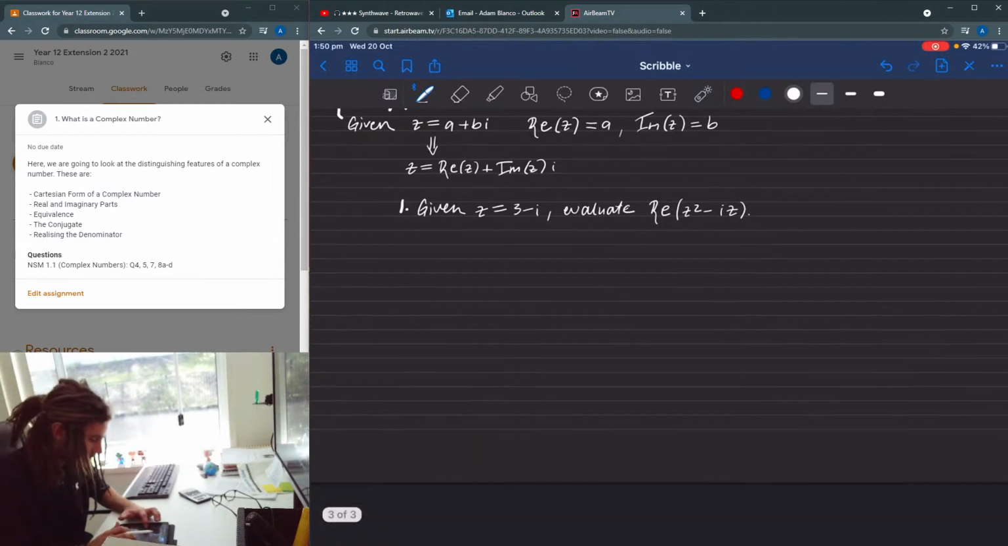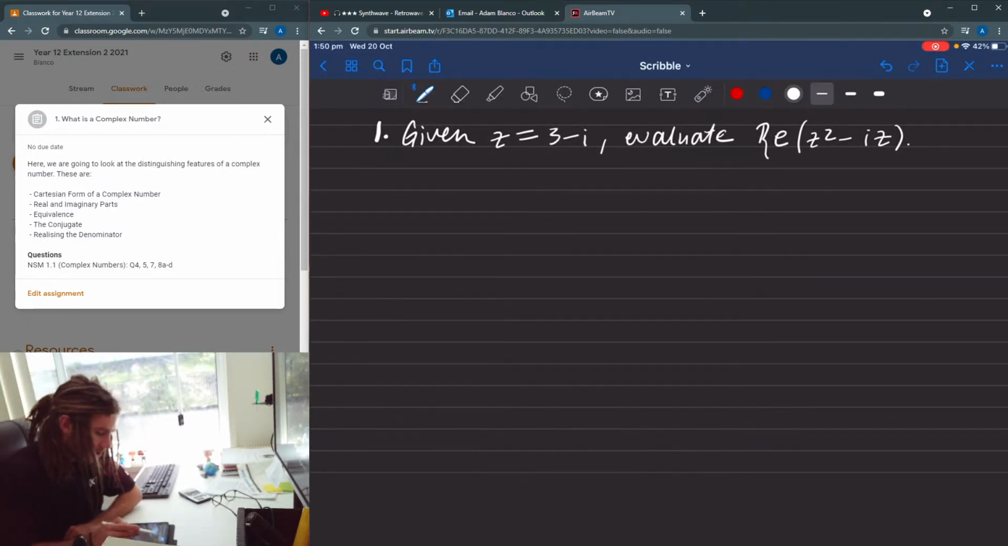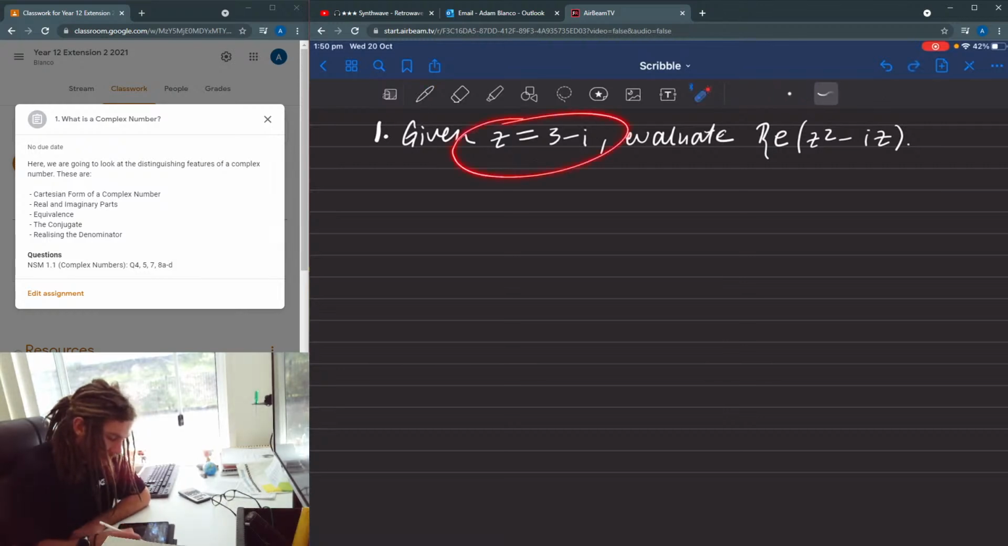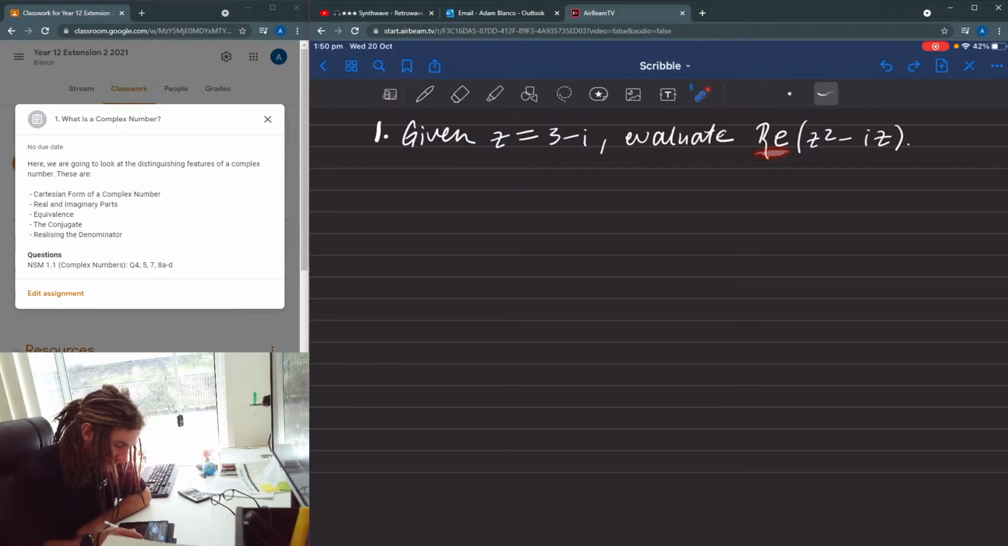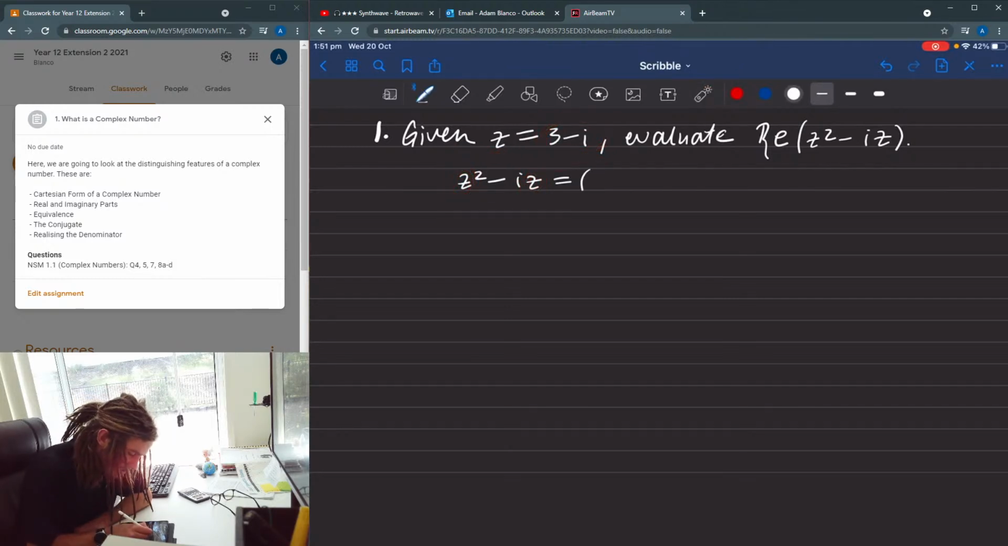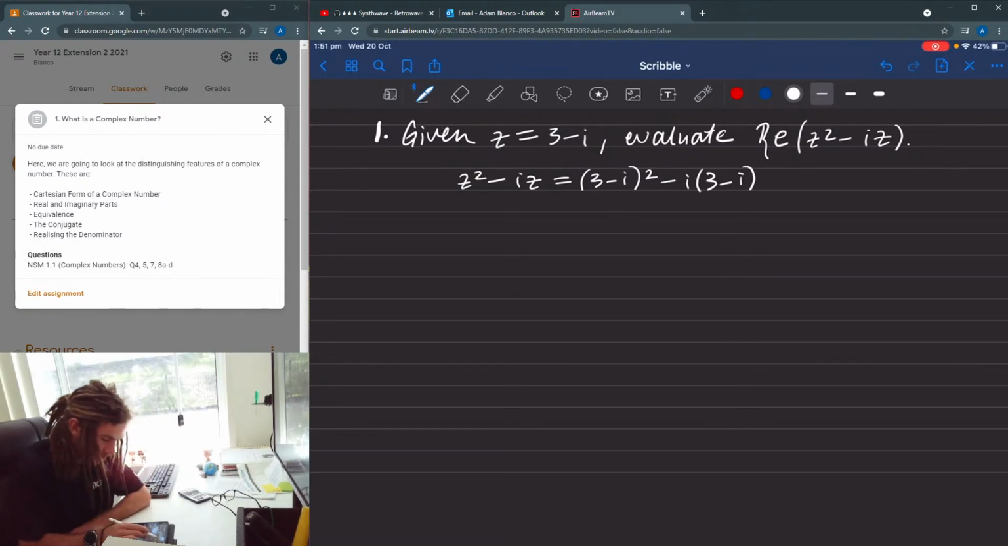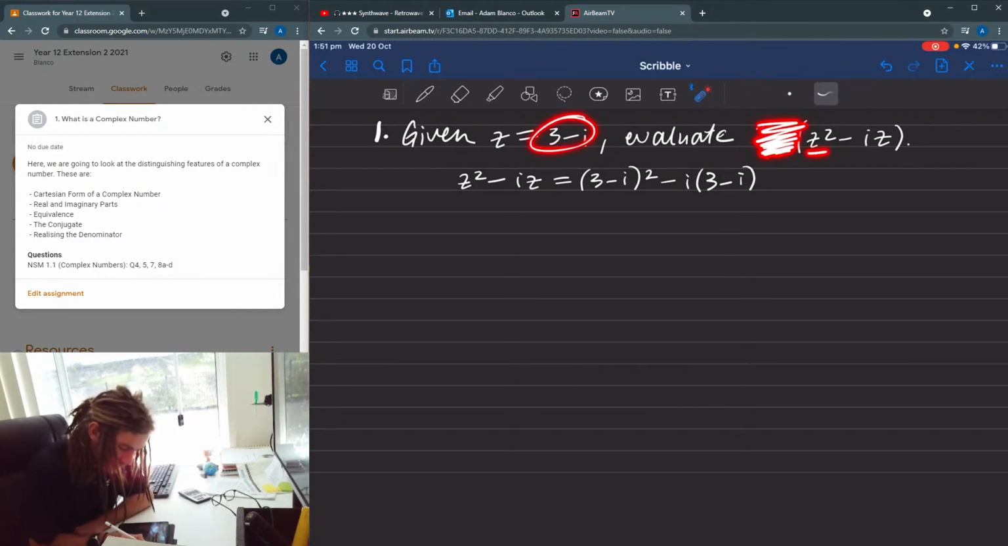Okay, so let's just look at this. I've got a complex number, and I'm evaluating the real part of, and then these are the operations that we're going to perform. So z squared minus iz is just equal to, now since z is all this, I'm just going to replace these two with this. So that's going to be (3 minus i) squared minus i times (3 minus i). I hope that makes sense. It's just another way of doing an algebraic substitution. If it said evaluate this, that kind of makes sense, doesn't it? All I'm doing is just putting that in there and there.